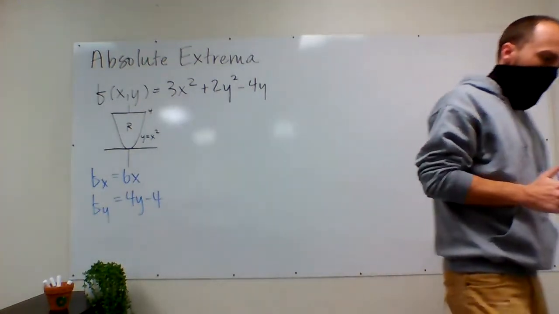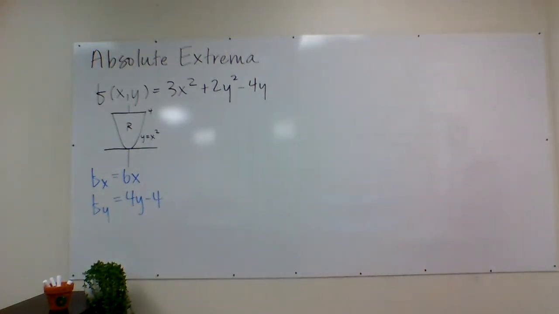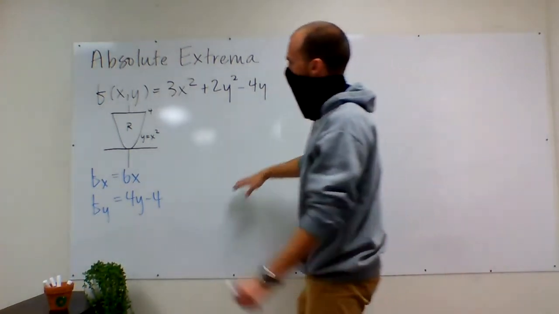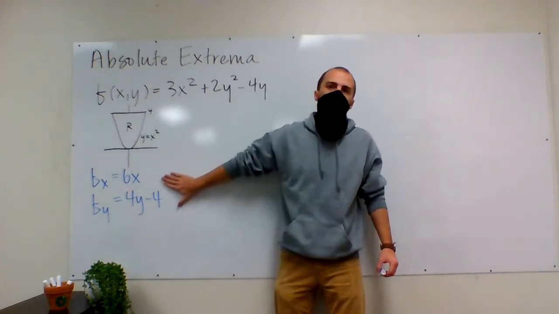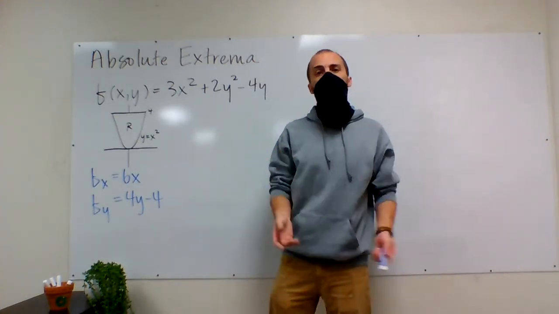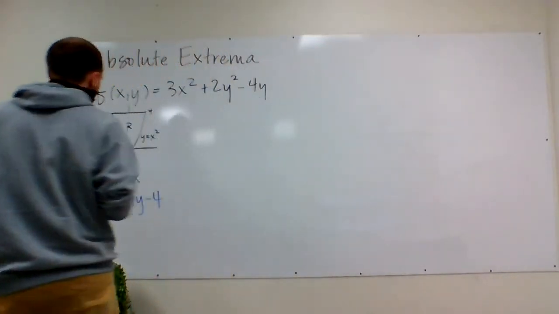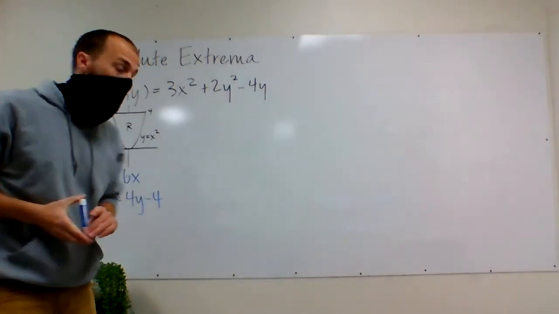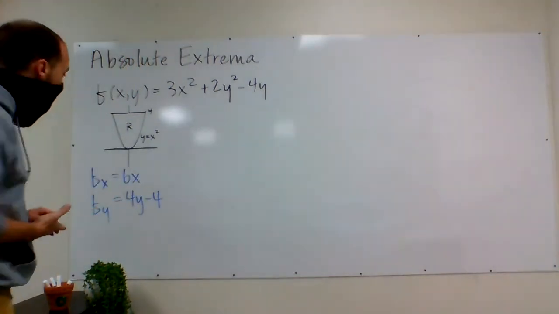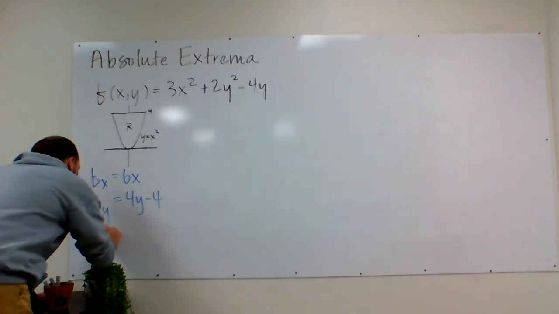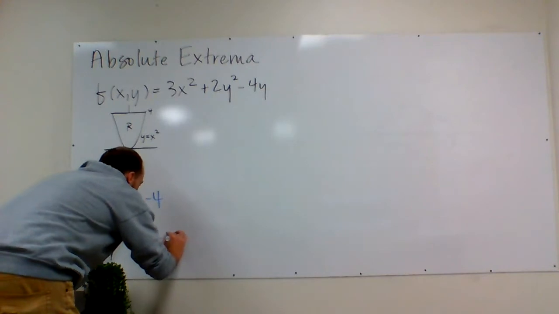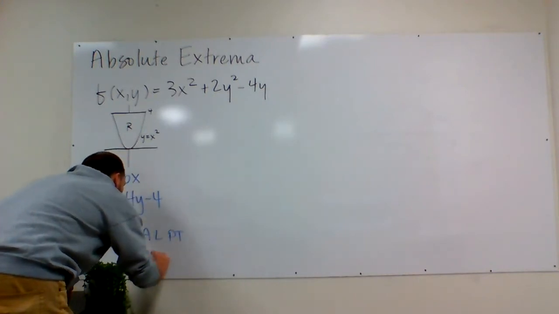I'm only seeing one critical point, because this is defined everywhere; there aren't any x's and y's I could put in that would make this undefined. So the place where it would be the zero vector is where 6x is equal to 0 and 4y minus 4 is equal to 0, which says that x needs to be 0 and y needs to be 1. So the critical point is just at (0, 1).